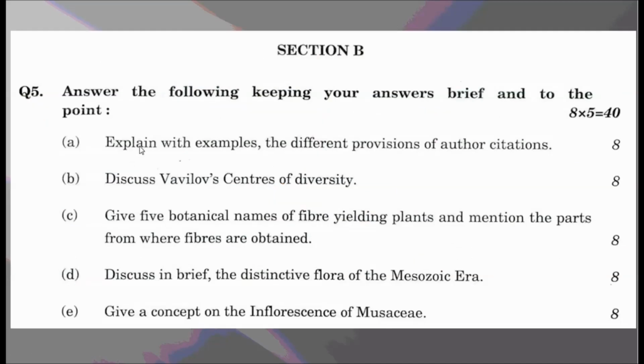All right. So next is the fifth question. Now this question is a compulsory question. As we have discussed earlier, question number 1 and question number 5 are both compulsory questions. That means you have to attempt this question compulsorily. Answer the following, keeping your answer brief and to the point. This question is split into 5 parts, that is A, B, C, D, and E, each carrying 8 marks, making a total of 40 marks.